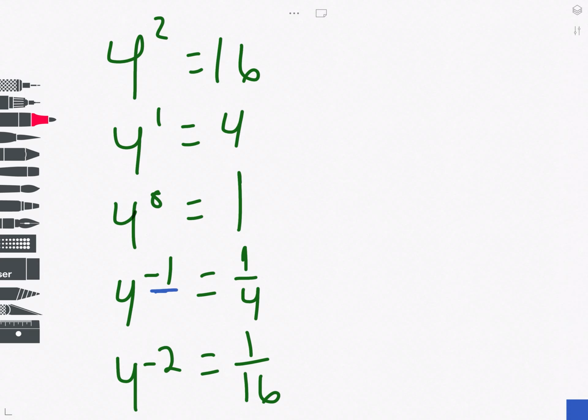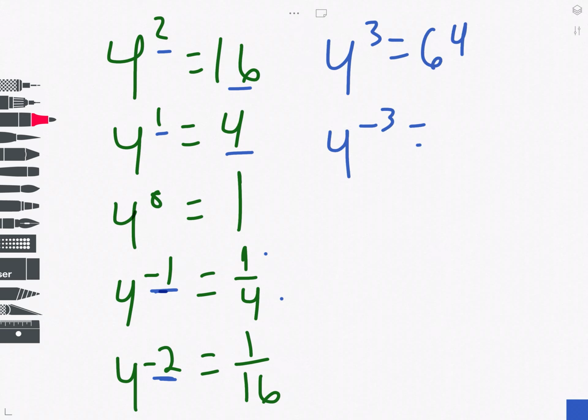What do we do with the negative exponent? Well, if you look here, 4 to the first was 4. 4 to the negative first is 1 over 4. 4 to the second was 16. 4 to the negative second is 1 over 16. So if we know 4 to the third is 64, we should know 4 to the negative third.